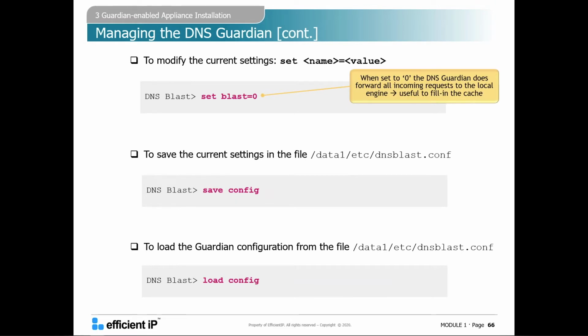These are some commands. So set +0 means you disable Guardian, and set +1 means enable Guardian. Save config saves the configuration to this particular file in data1 etc dns plus conf. And you can also load the config from this Guardian config file.